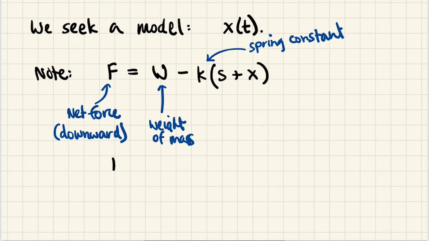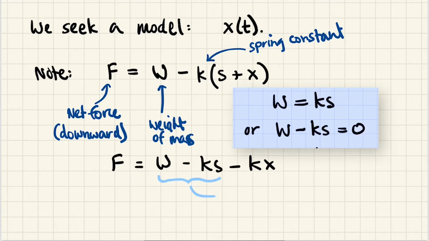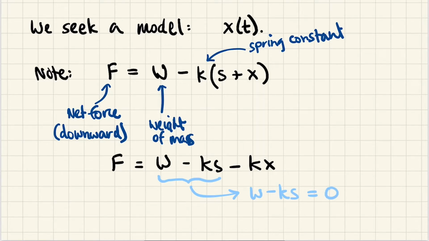Okay, well, this can be written simply by distributing that negative k. We get force is equal to the weight minus ks minus kx. But we saw earlier that W minus ks is equal to 0. So we actually simply have F is equal to negative kx, and we're very close to our differential equation. We just need a way of writing F in terms of x.